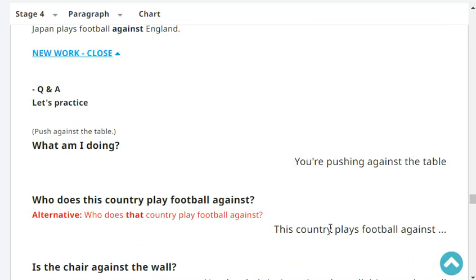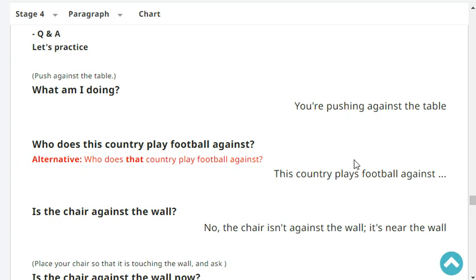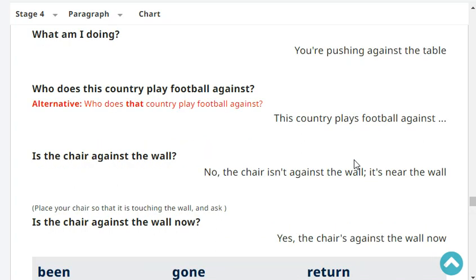Okay, now let's practice. What am I doing? You're pushing against the book. Who does your country play football against? My country plays football against England. Very good. Next, is the chair against the wall? Yes or no?